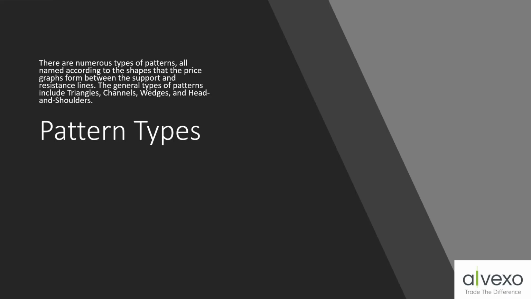Now, there are numerous types of patterns, all named according to the shapes on the price graph. We have triangles, channels, wedges, head and shoulders. We have pennants, we have flags. There's even one called a cup and saucer. It's all about these patterns that we find repeated over and over again, because it's not something we just make up that happens once. Triangles, which is my favorite chart pattern, happen over and over and over again in all assets. And the market reaction to a triangle is well established.